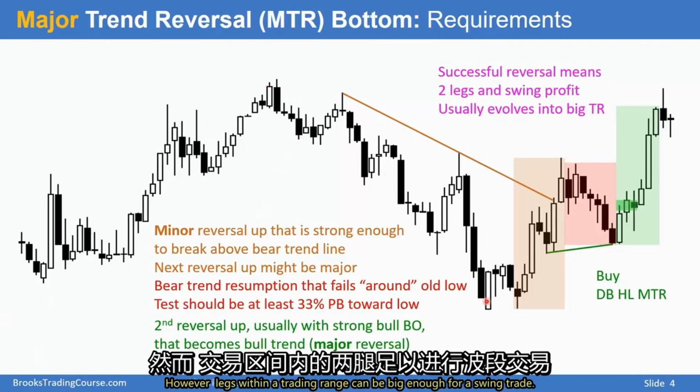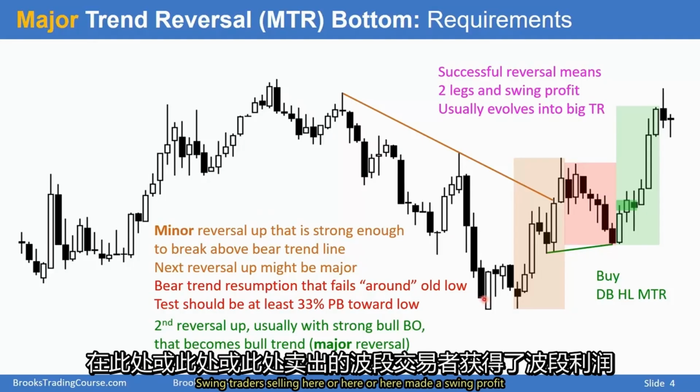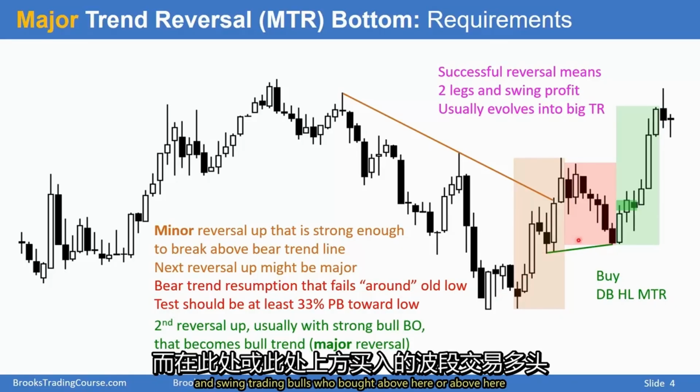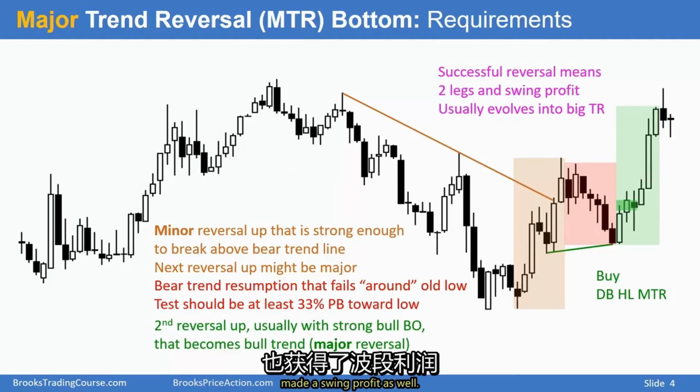However, legs within a trading range can be big enough for a swing trade. Swing traders selling here or here or here made a swing profit, and swing trading bulls who bought above here or above here made a swing profit as well.